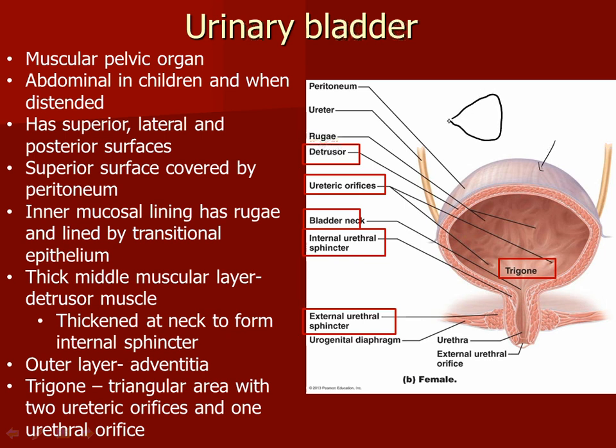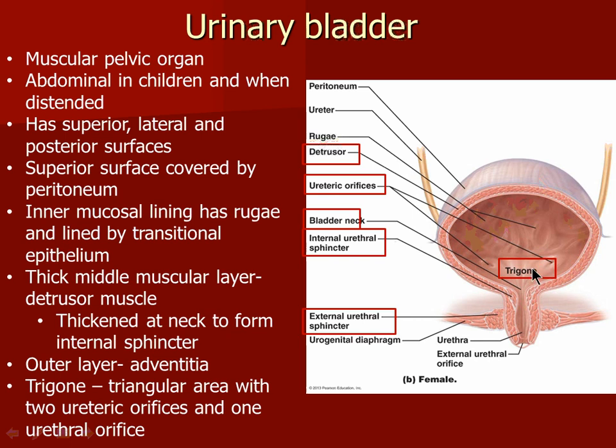The top of the bladder. Here's one lateral surface. The other one will be on that side. And here's the posterior surface. And this is where the bladder will turn down and come into the bladder neck. Okay? So this is superior. This is one lateral. That's another lateral on that side. And here's the posterior surface, which is also called the base. The superior surface of the bladder is covered by peritoneum. So you can see this.